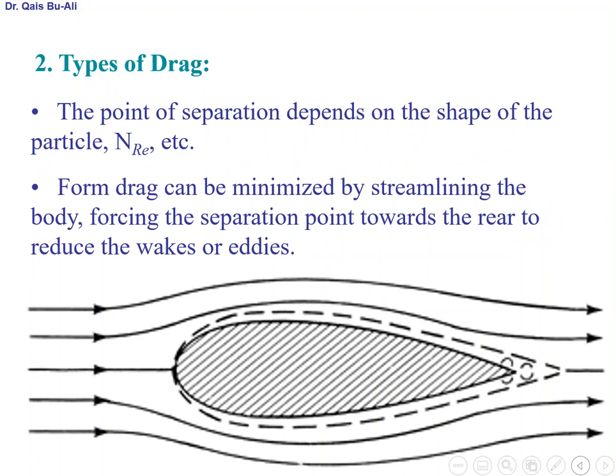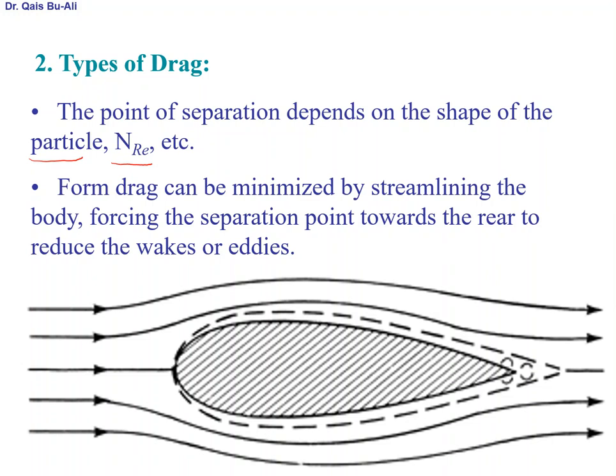Now you might ask, where will this point of separation happen, at which point on the shape of the body? The point of separation depends on the shape of the particle and on the Reynolds number. We are using the notation NRE here because this is from another reference, and I just want to stick to the notation. So when you see NRE, we are talking about the Reynolds number.